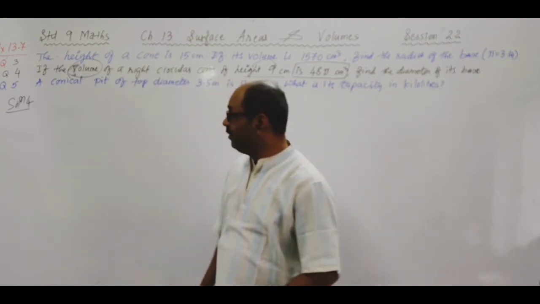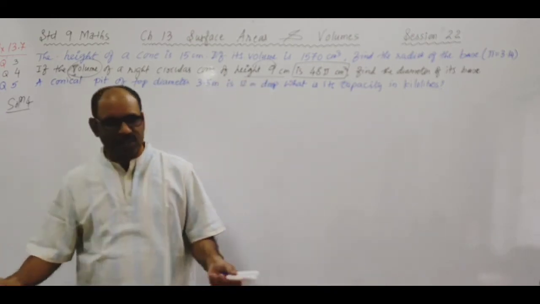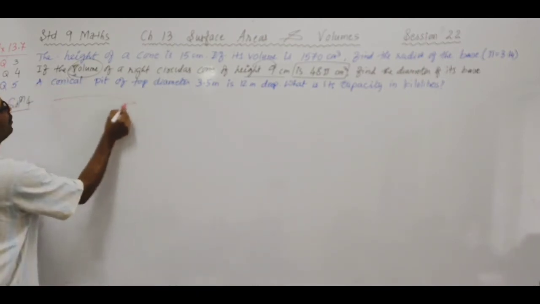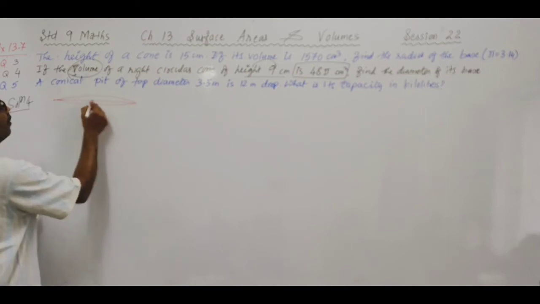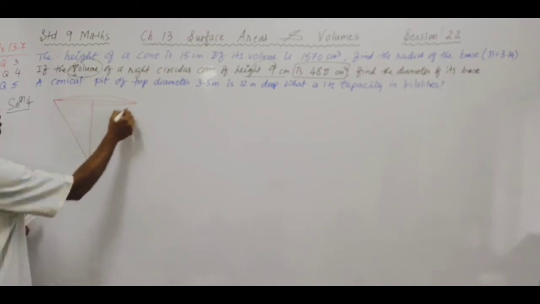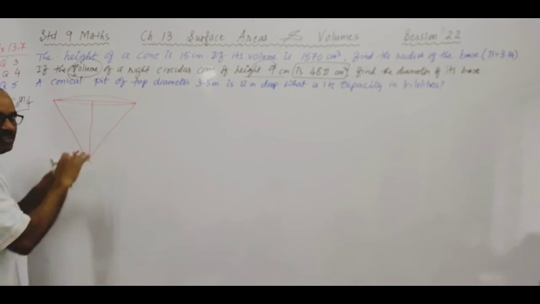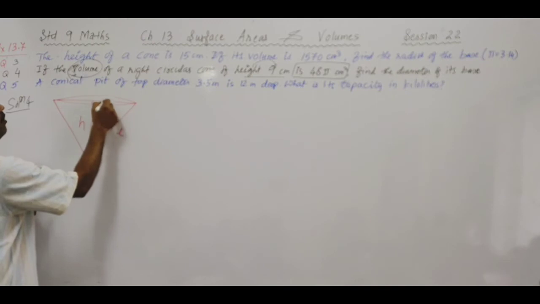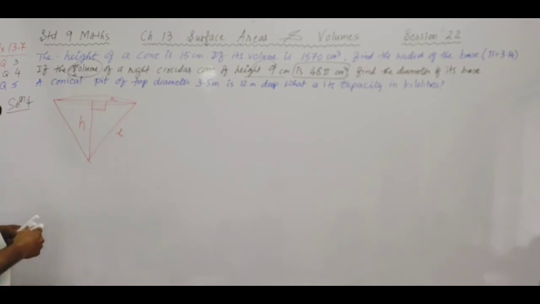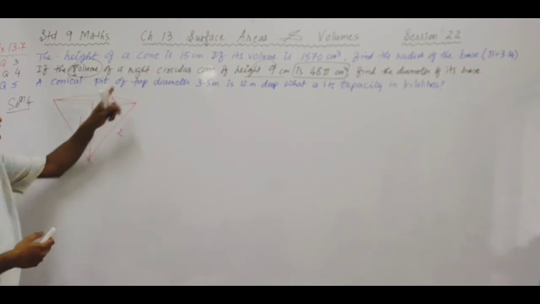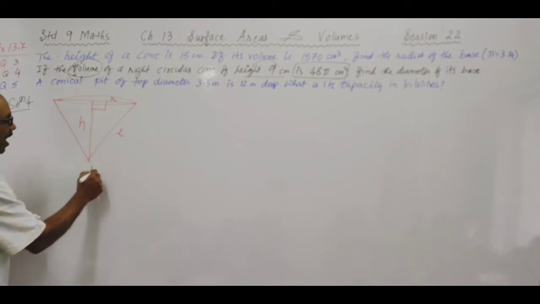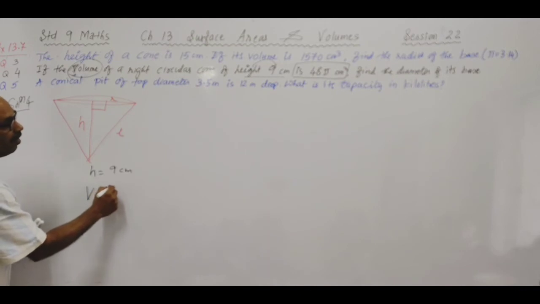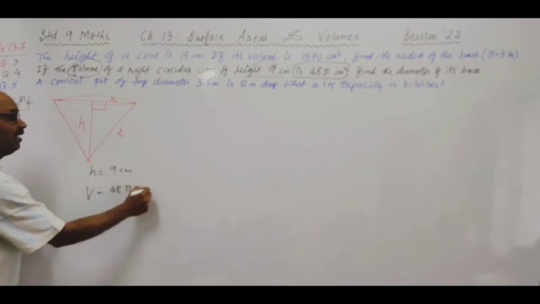Now see, the procedure is going to be similar. This time I'll draw the cone this way. Normally you should draw like a tent, with the base at the bottom. This is the height, this is the slant height and this is the radius. Height is 9, so h is 9 centimeter. Volume is 48 pi centimeter cube.